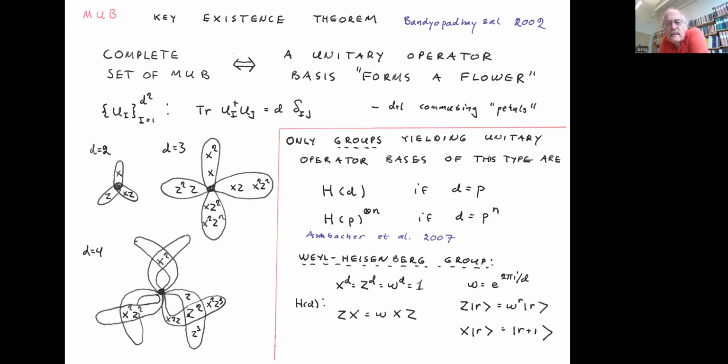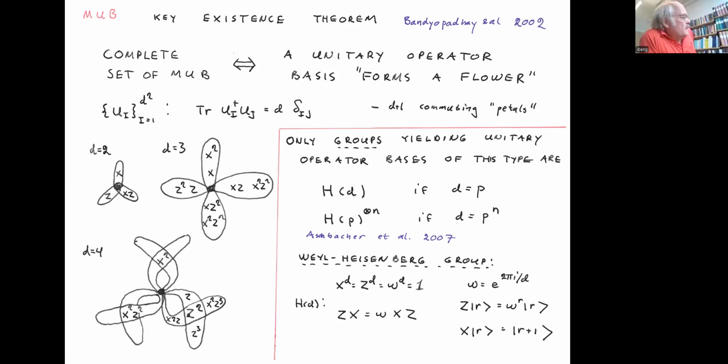A unitary operator basis is said to form a flower if it can be divided into D plus one sets of mutually commuting elements, which intersect only in the unit matrix. So for instance, if D is 3, you need 9 unitary operators in your basis. You have the unit element, and then you have 2 elements that commute with each other, another 2, another 2, another 2. So you have D plus 1 petals on a flower like this. Here it is for dimension 2. This can easily fail because there may be no such division of the unitary operator basis into commuting subgroups.